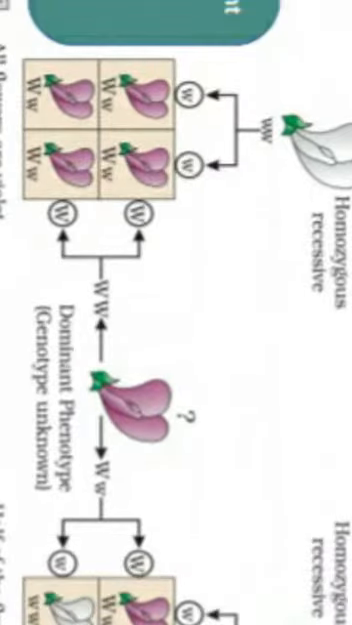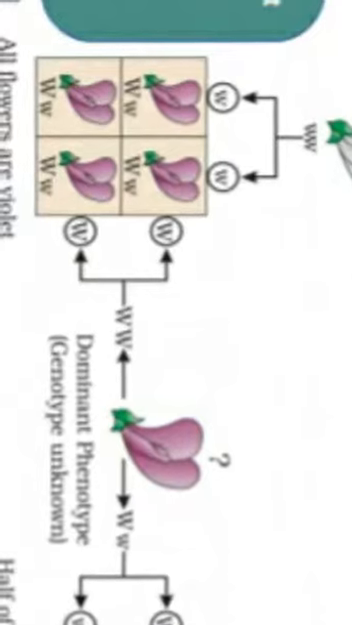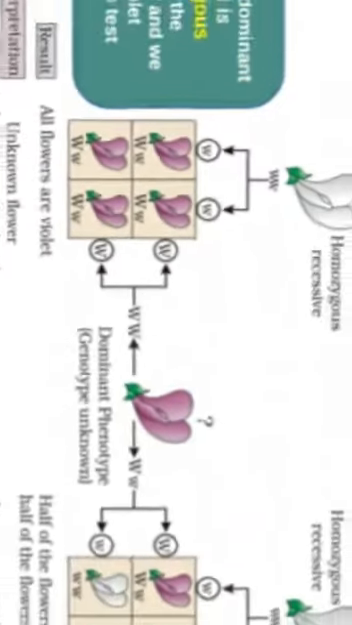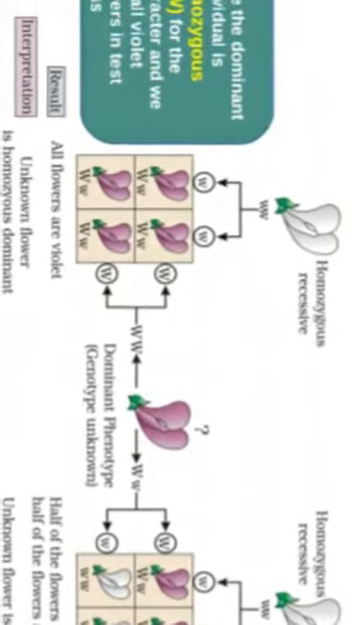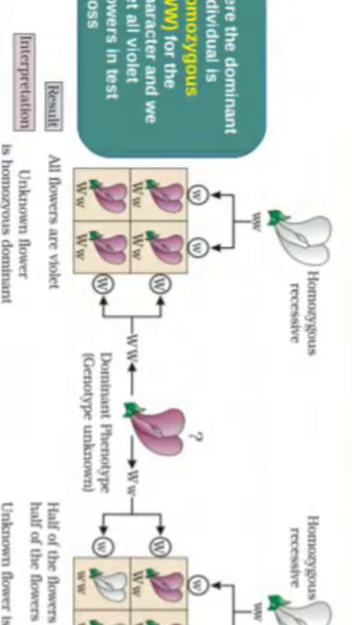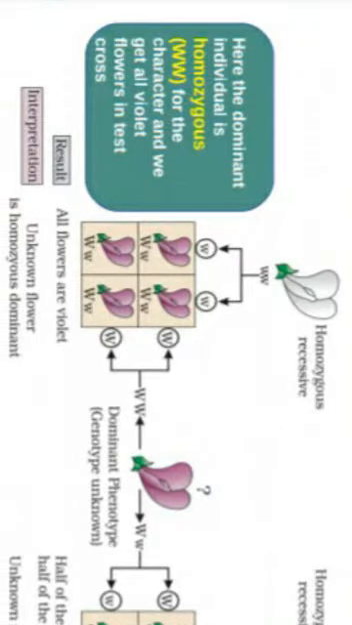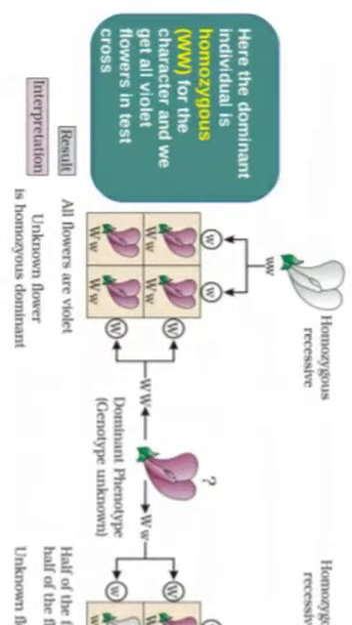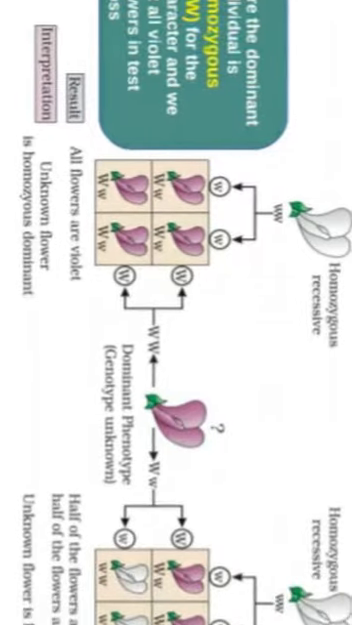When the violet flower is in homozygous condition and crossed with its recessive parent, what is the result? All plants are violet, all flowers are violet. Therefore, the unknown flower is homozygous dominant. Here the dominant individual is homozygous for the character, and we get all violet flowers in the test cross.